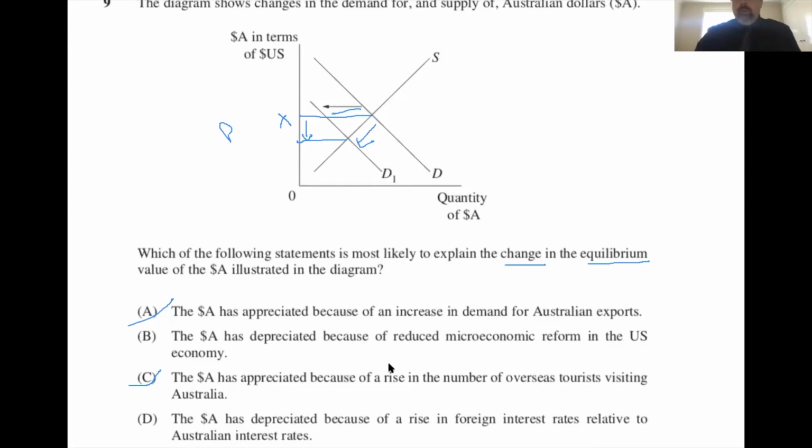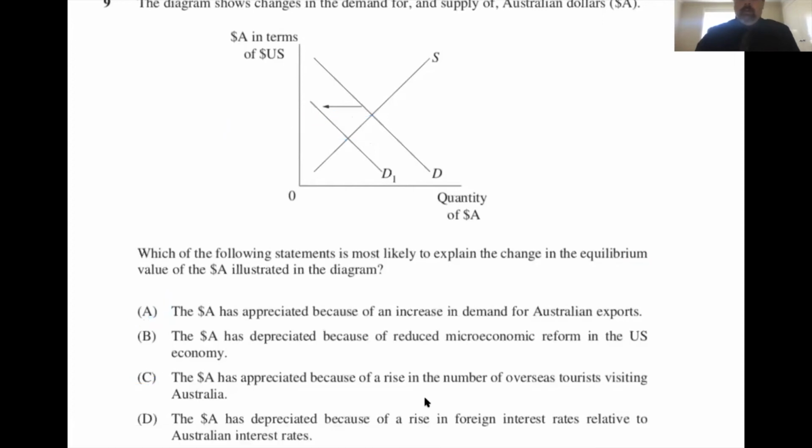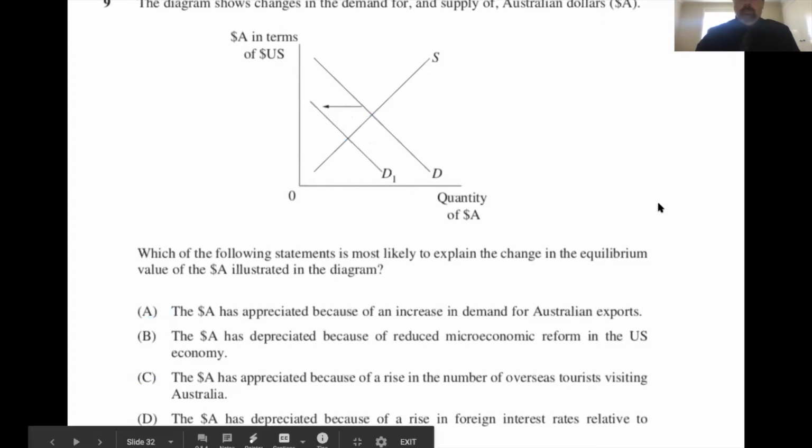In terms of B, looking at that, the micro reform, we tend to associate micro with the supply side, so that answer wouldn't match up there. All right, so let's move on. So that's just an example of our diagram questions.